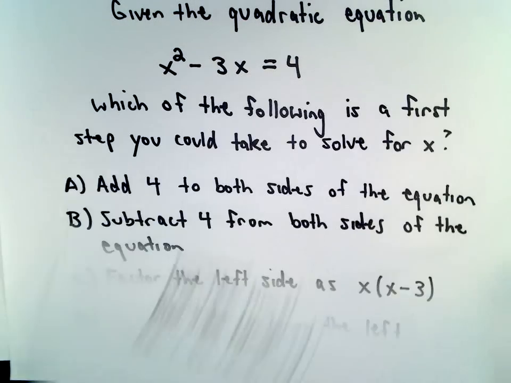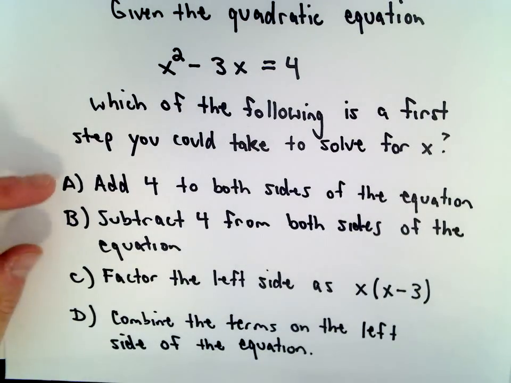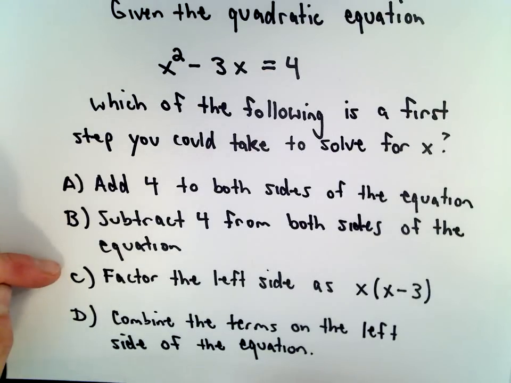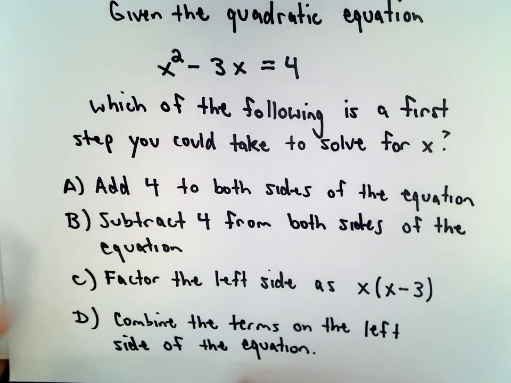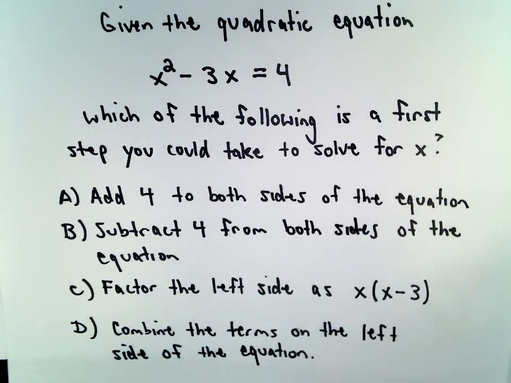So A, B, and C all gave you things that were legal to do. Part D is saying to do something which isn't even algebraically correct. So, all right, again, it looks like B was our correct choice, subtracting 4 from both sides of the equation.